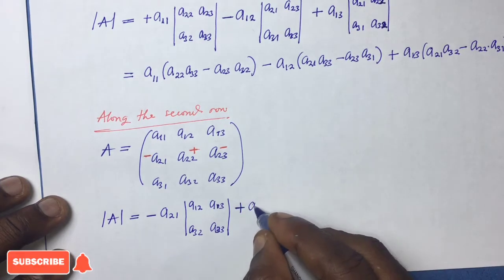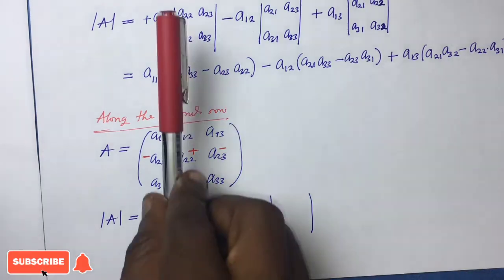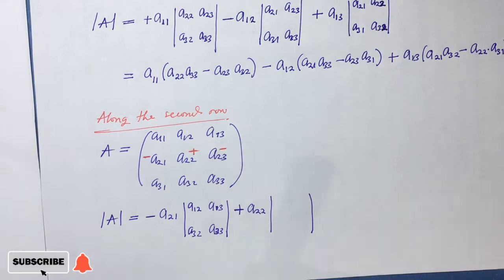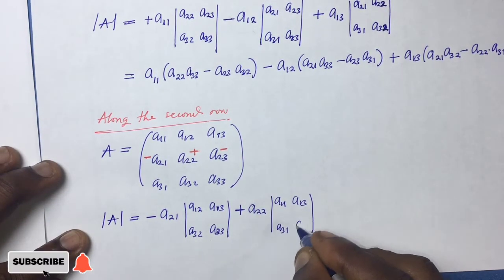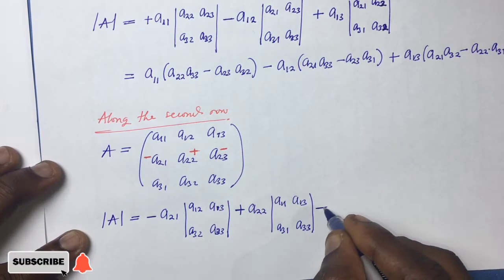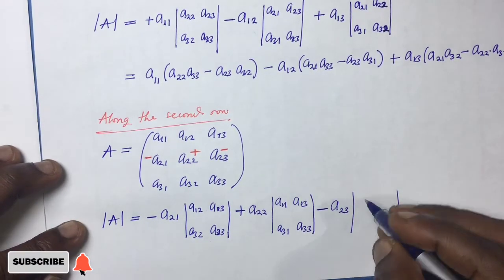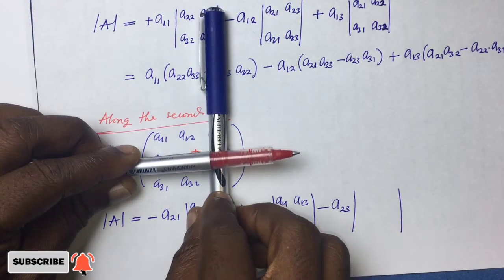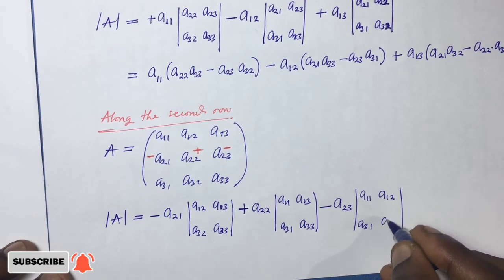Plus what? A22. Put its minor beside it. So, how do you obtain the minor again? Cross it out. You will see the elements remaining in determinants. So, that will be A11, A13, A31, A33. Then, come to the last one, which is minus. So, this is minus A23. And the minor will be, again, look at it. You see? So that will be A11, A12, A31, A32.